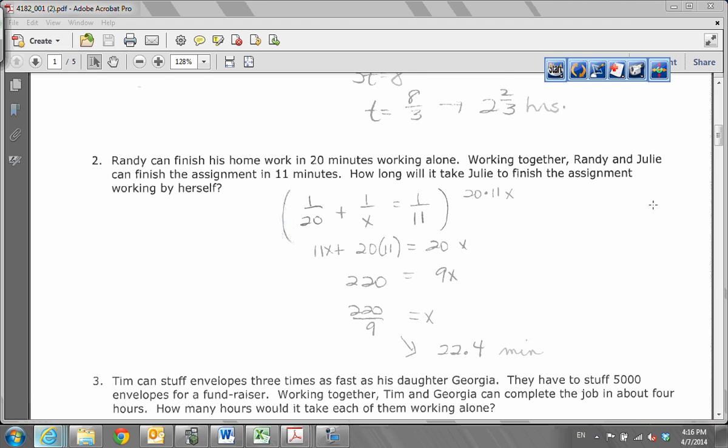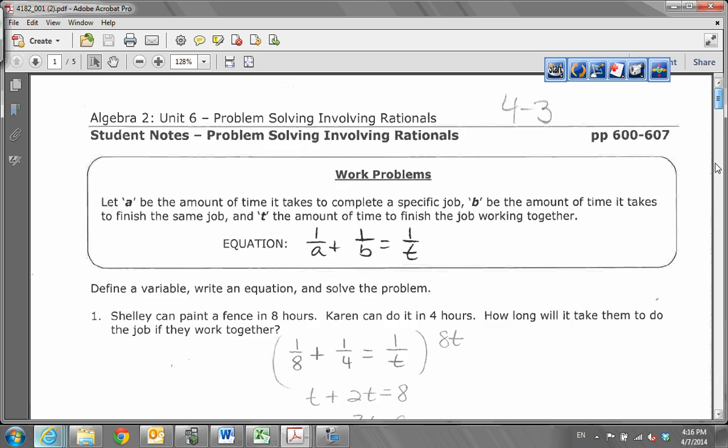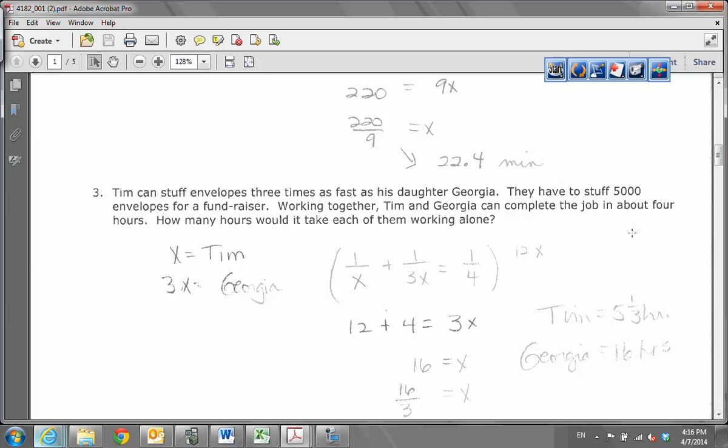And then the last one is kind of tricky, a little tricky because they don't tell us how long it would take. All they say is that it would take him or her 3 times as long. So 1 over x plus 1 over 3x equals 1 over 4. Then we multiply by 12x, because 12 is the smallest number that both 3 and 4 go into. We do all that and we get 16 over 3. So that's the first type of problem.